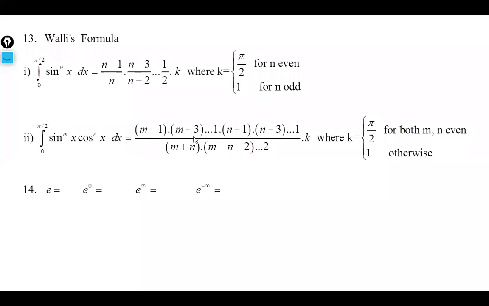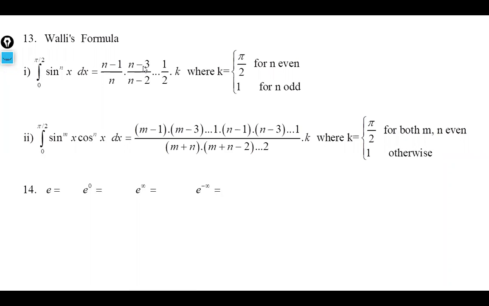Sir, we have subtracted 2 from 3, so why has it been written as n minus 3? In the question, we had 3 by 4, and we subtracted 2 from the denominator as well as the numerator to get 1 by 2. But in the following expression, it is written as n minus 3. Correct. So here it is n minus 1.